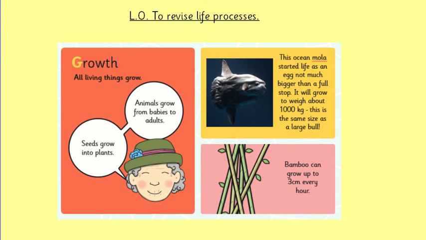Growth. All living things grow. Seeds grow into plants. And animals grow from babies into adults. It says this ocean sunfish started life as an egg, not much bigger than a full stop. It will grow to weigh about 1,000 kilograms. This is the same size as a large bull, okay? Or about the same size as 100 children. Bamboo can grow up to 3 centimetres every hour.